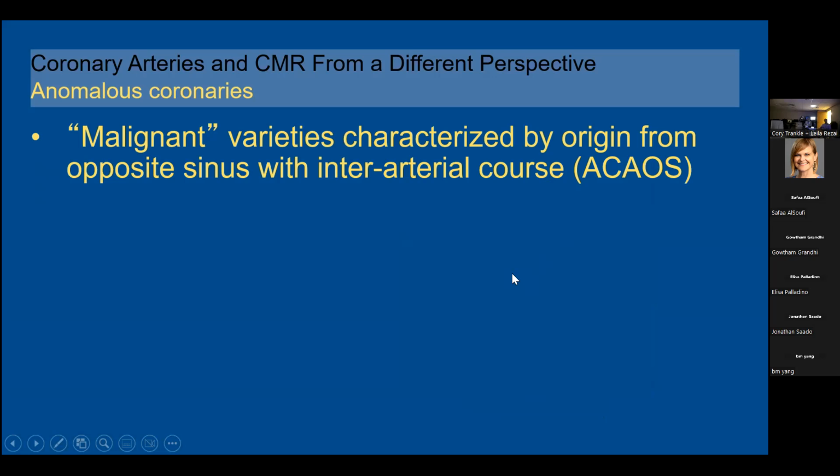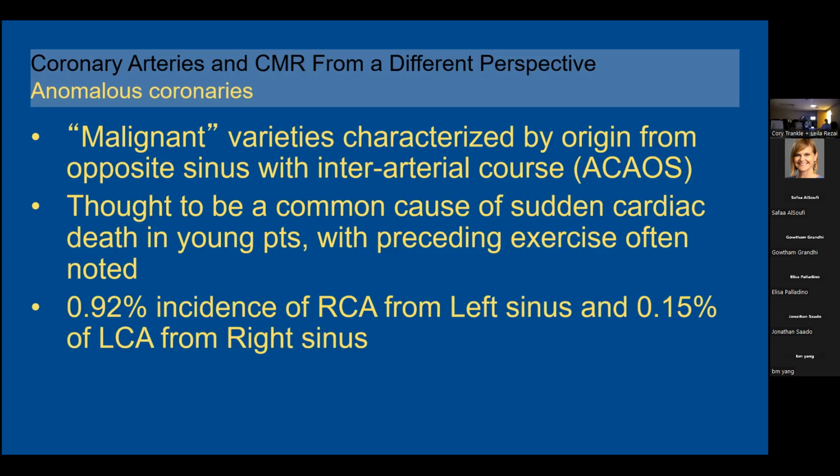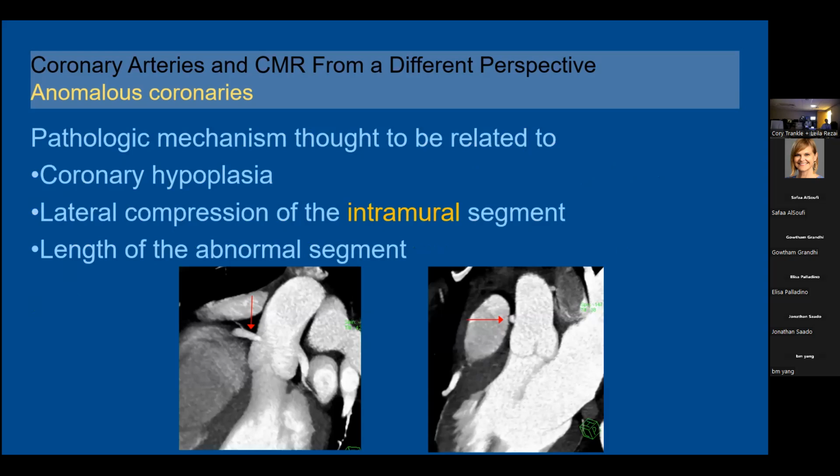In terms of coronaries, malignant varieties are mainly characterized by the coronaries that are originating from an opposite sinus, and they have interarterial course. This type of anomaly may be behind some of these sudden cardiac deaths in young patients, and they're preceded by exercise and, in particular, athletic activities. Less than 1% of incidents are related to right coronary coming from the left sinus, and 1 in 1,000 is left coronary from the right sinus.